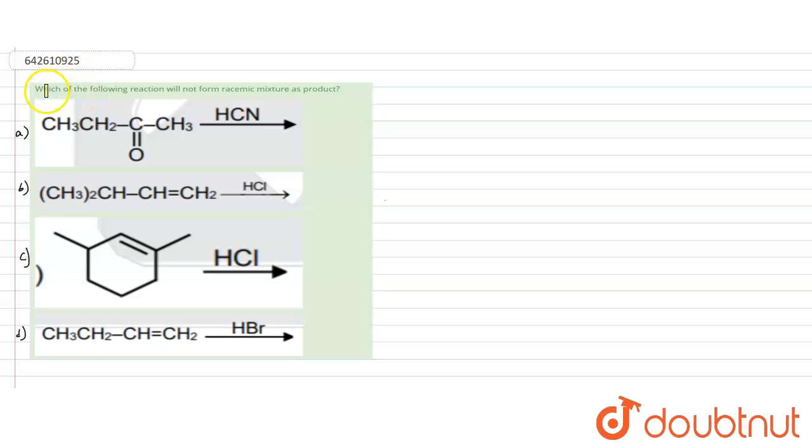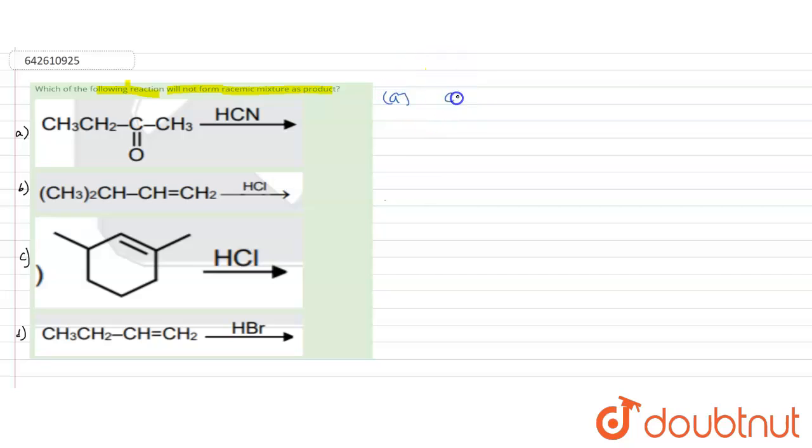Hello. The question is asking which of the following reactions will not form a racemic mixture as a product. So let's start solving this question. For a racemic mixture, the product must be chiral. So if the compound or product is not chiral, it will not show a racemic mixture. This is the basic concept. So let's see the reactions.